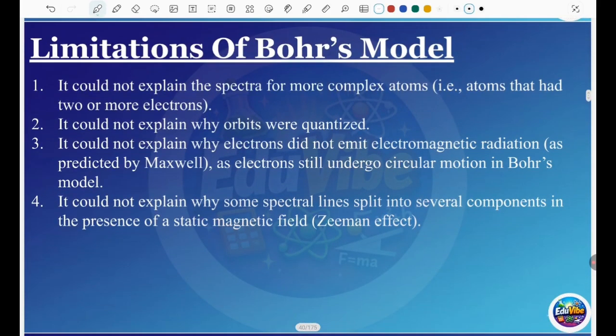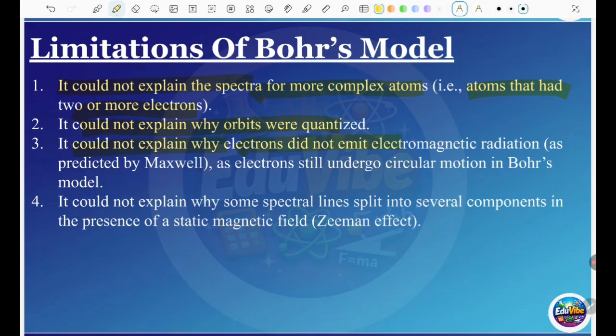Before doing that example, we have some limitations of the Bohr model, things it can't explain. It could not explain the spectra of more complex atoms, atoms that have 2 or more electrons. It could not explain why orbits are quantized. They mentioned that orbits are quantized, but why? We discuss these in the quantum model of the atom. But we cannot go much deeper into the quantum model, because that is for higher studies, not for grade 12.